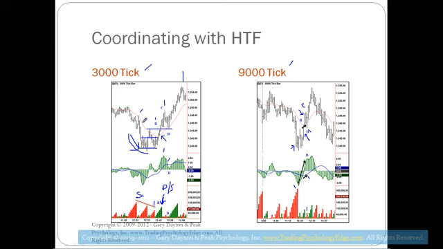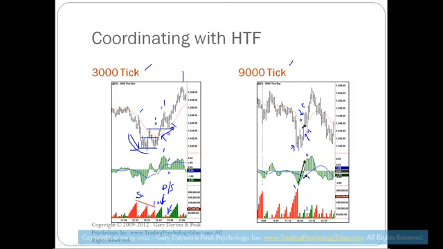All right, and we're seeing now the EMA rolling up on the 3,000 tick chart. We're pulling back to 0, and we have no supply coming in. And then we get a reversal bar and an opportunity to go long here. Okay? So that's coordinating these two charts.